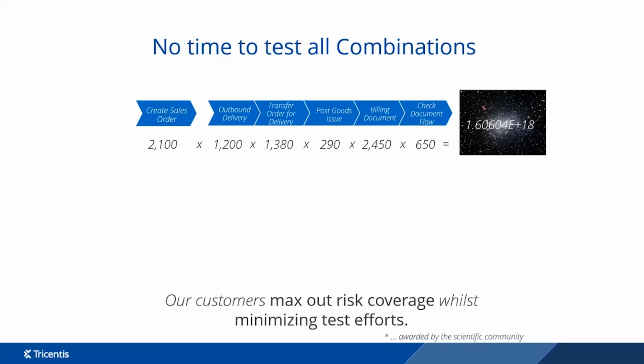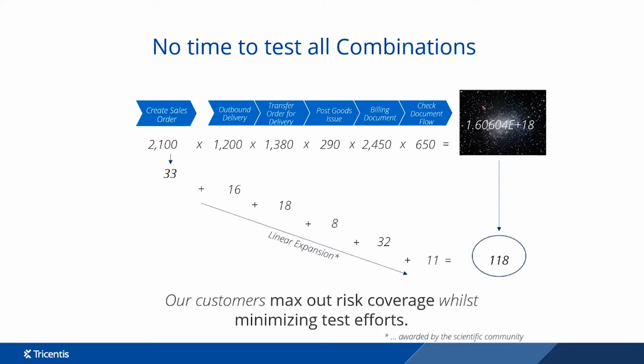Within Tricentis, you're going to see things like all combinations, orthogonal, pairwise, but something that Tricentis has won awards for, which our founder Wolfgang Plotz created, is called linear expansion. We look at these different permutations in a different way, and for just those particular data variants that we had, we get to 118 across the whole order to cash process. As you can see, that's very maintainable from both a manual and an automation perspective.